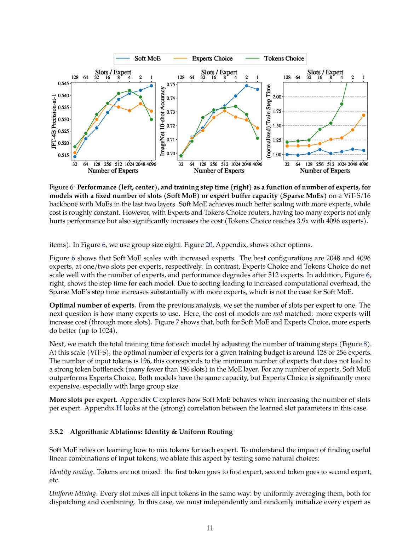In uniform mixing, all tokens are combined in the same way, by averaging them uniformly. This is done both when assigning tokens to experts and when combining the outputs from the experts. However, in this case, we need to make sure that each expert is initialized randomly and independently. If we don't do this, the extra capacity provided by different experts won't be used, and we'll just end up with duplicates. We also tested 2 hybrid methods: soft-uniform and uniform-soft.